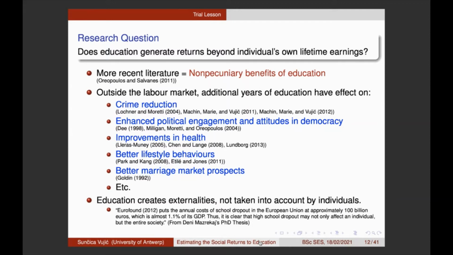life or life trajectories. So we say that education creates externalities. We call them externalities because they are not taken into account by individuals. And here I cite a sentence from my former PhD student, or I was in his PhD committee, Danny Mazrekai. He defended his PhD last year. He cites that Eurofound puts the annual cost of school dropout in the European Union at approximately 100 billion euros, which is almost 1.1% of its GDP, this gross domestic product that I mentioned. Thus, it is clear that high school dropout may not only affect an individual, but an entire society.